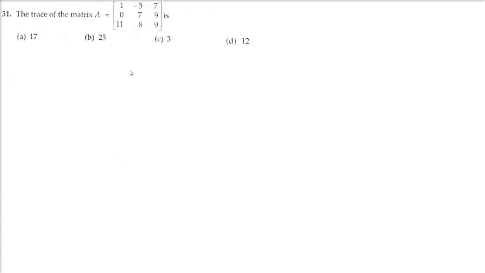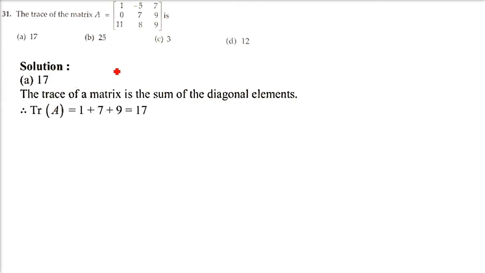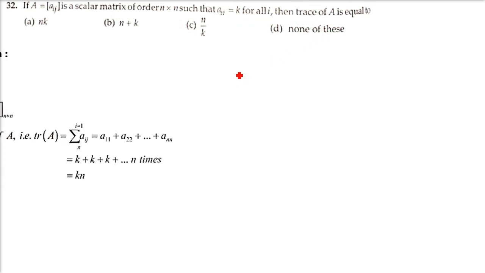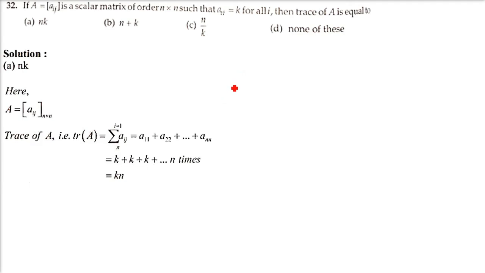So you have to see one by one, but we are fortunate that the first option itself has come. Now the trace of the matrix A. Matrix trace is nothing but the addition of its diagonal elements. So can we find out the trace of any n by m matrix? Now if A is a scalar matrix of order n by n, such that aii is k for all i, then the trace of A is equal to what? We can take any n by n matrix, that is 1 by 1, 2 by 2, 3 by 3 like this. Now this is a scalar matrix n by n, and all the values at the diagonals are k.